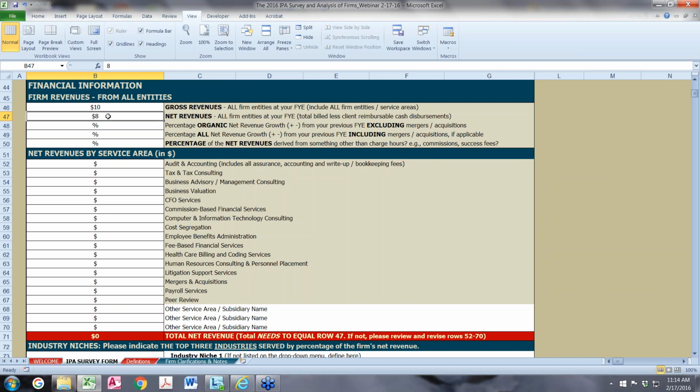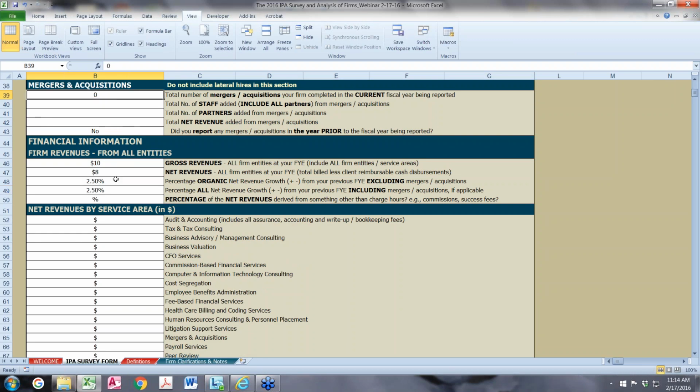Row 48 asks for the organic net revenue growth percentage from the previous reporting year, for organic growth only. Please do not include the effects of mergers on net revenue percentage change for organic growth. Revenues from existing clients brought into the firm through lateral hires is considered organic growth and should be included here. Row 49 asks for total net revenue growth percentage from the previous reporting year from all sources of revenue for the firm, which includes mergers. If you had no mergers, row 48 and row 49 would be the same.